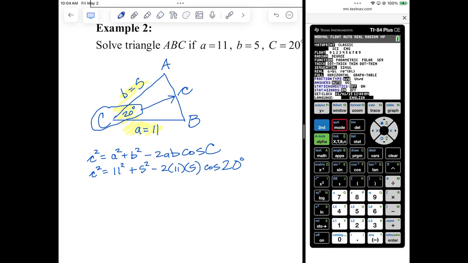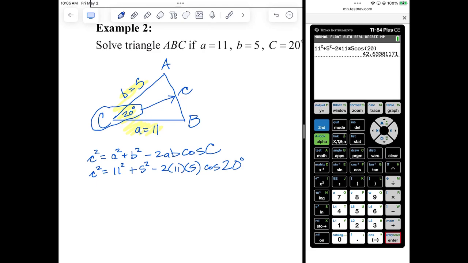Now, make sure you're in degree mode. I had them clear their calculators last time. They were supposed to. So you always check to make sure you're in degree mode because it defaults to radians. I'm in degree mode now. So now I just type it in, 11 squared, or 121 if you prefer, plus 5 squared, or of course 25, minus 2 times 11 times 5. I don't even bother squaring and multiplying that stuff out because it's a calculator question anyway, times the cosine of 20 degrees. I hit enter, and then you got to be careful.